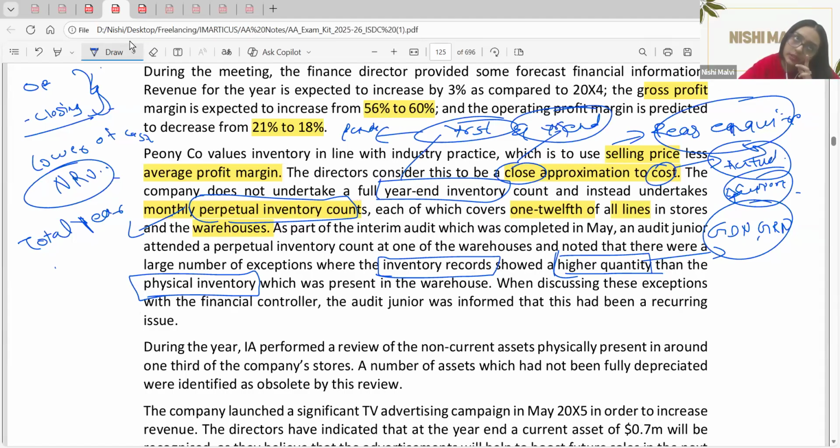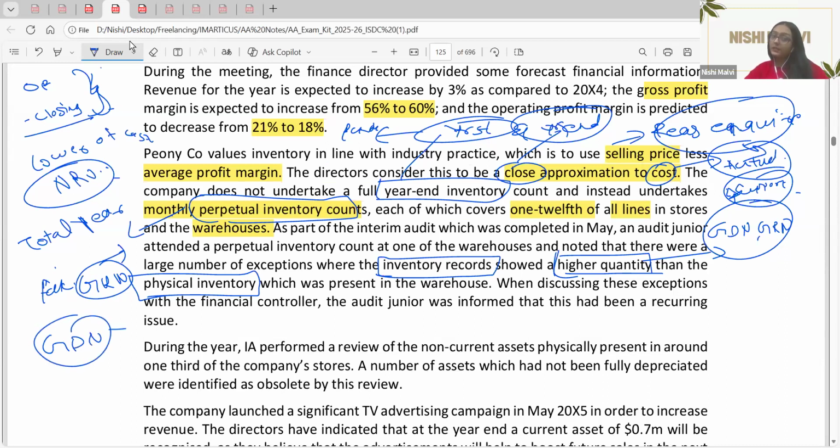Higher quantity could be, there are multiple reasons for higher quantity. First thing, fake dummy GRNs are recorded. Higher quantity, yes? Goods are recorded without GRN. So you can write down that for whatever the goods received, check for the GRN only, then they are recorded. Or all those GDNs recorded.